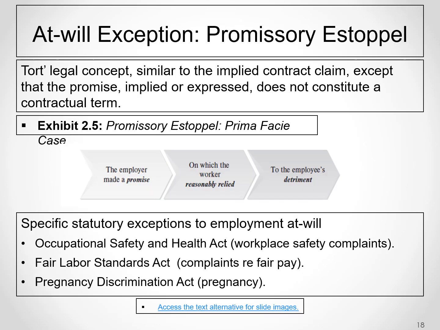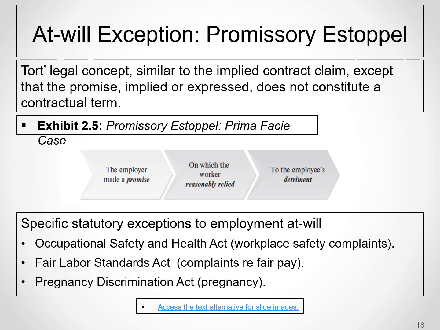Another exception is based on promissory estoppel. So promissory estoppel is similar to the implied contract claim, except that the promise, whether it's an express promise or an implied promise, doesn't rise to the level of a contract. Remember, a contract is a legally enforceable promise, as opposed to promissory estoppel, which is a promise that's not legally enforceable, but someone might have harm prevented by enforcing a promise. So it's kind of missing an element that doesn't make it a true contract. Perhaps there wasn't consideration, like you have to have mutual consideration in order to have a contract, or some other flaw that makes it not a contract.